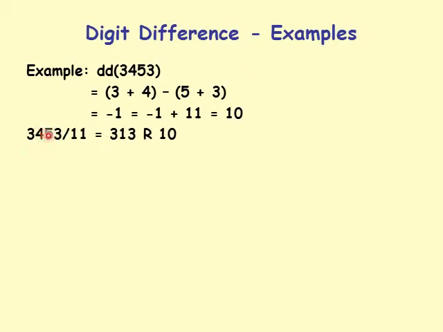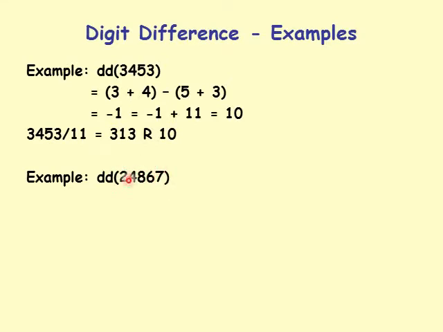Let's do another one. 3453 divided by 11 is 313, remainder 10. So the remainder is 10, and the digit difference was 10, which verifies that even in this example the digit difference is the same thing as the remainder when we divide by 11.